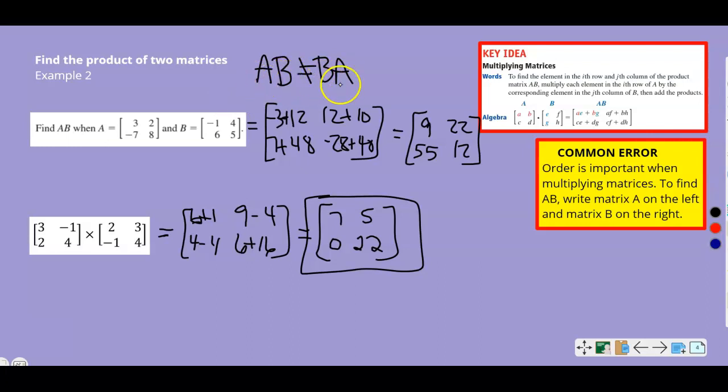Unless they have the same elements, that would be the only exception to that. Or maybe if you're multiplying by the identity matrix. But in general, switching the order will not produce the same result. So when it says multiply A times B, make sure matrix A is on your left, matrix B is on your right, and then you multiply it using this pattern here.